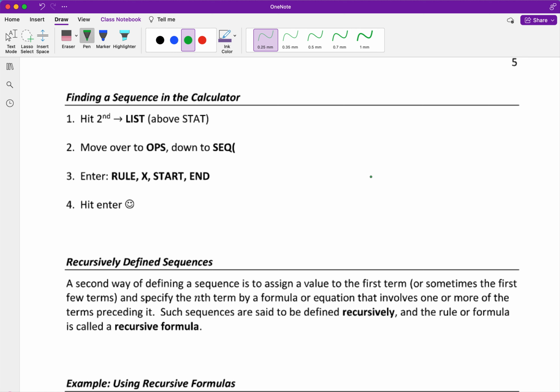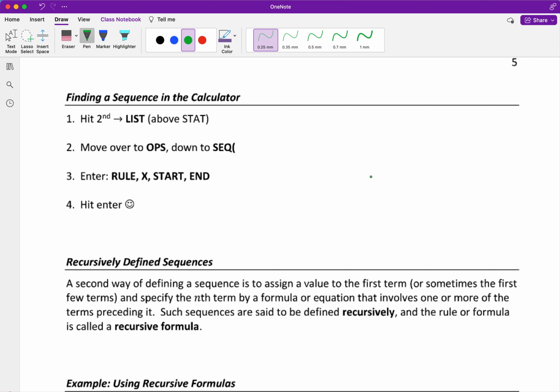Now, depending on how old your calculator is, you might have to follow what this step is, which is you write your rule. You say that your variable is going to use x because we're going to use x. And then you say what term you want to start with, so like the first term, or maybe you want to start in the 7th term. And then what term you want to end with, so like the 4th term, or maybe you want to end on the 10th, and then you hit enter.